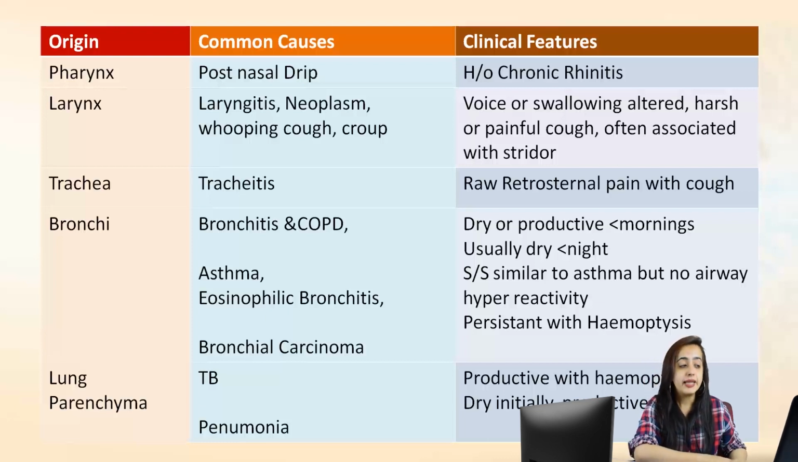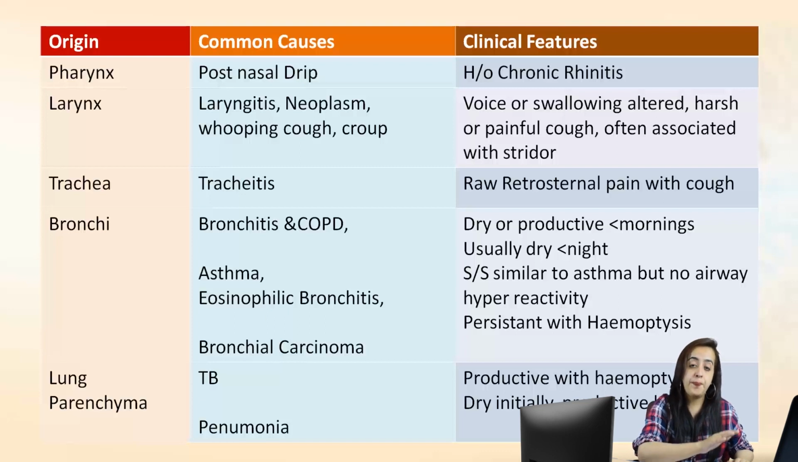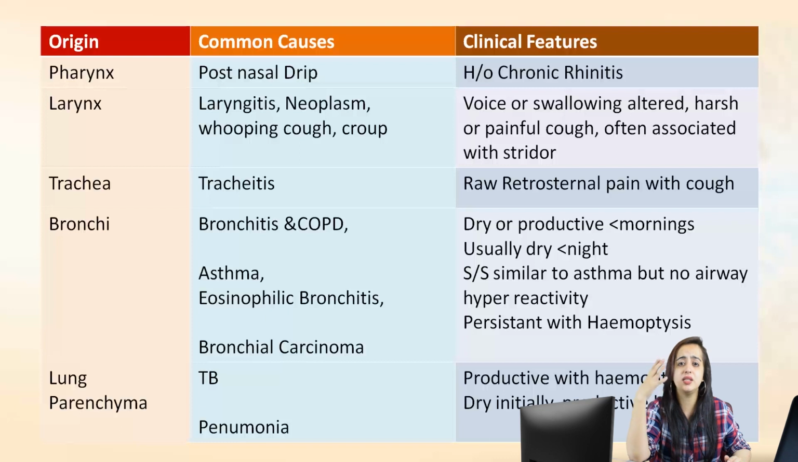Now, a cough that originates from the pharynx is most commonly caused because of a post-nasal drip. A post-nasal drip is commonly present in chronic rhinitis. It could also be present in sinusitis, or say a deviated nasal septum, or any condition which makes the patient sneeze constantly. There is constant sneezing, nose running, nose block. Post-nasal drip can occur.